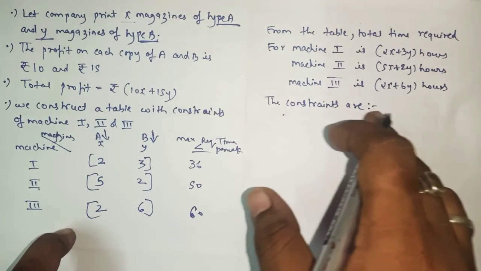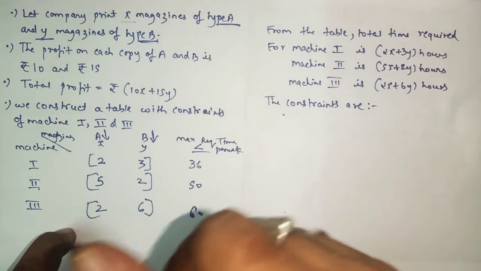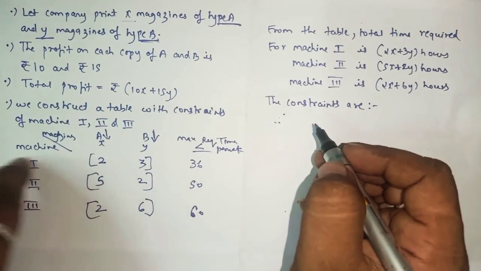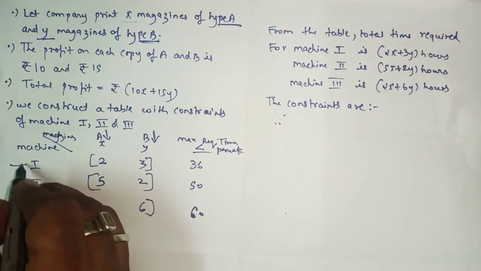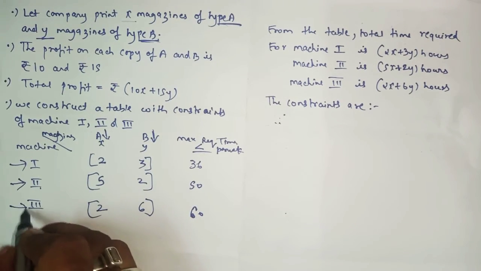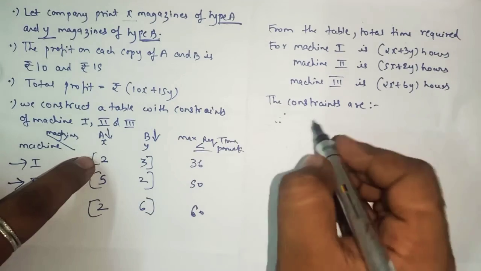After this you will construct the linear equations. The first one is what? For machine 1, from the first row you will get the first linear equation, from the second row the second linear equation, from the third row the third linear equation. So first one is what?